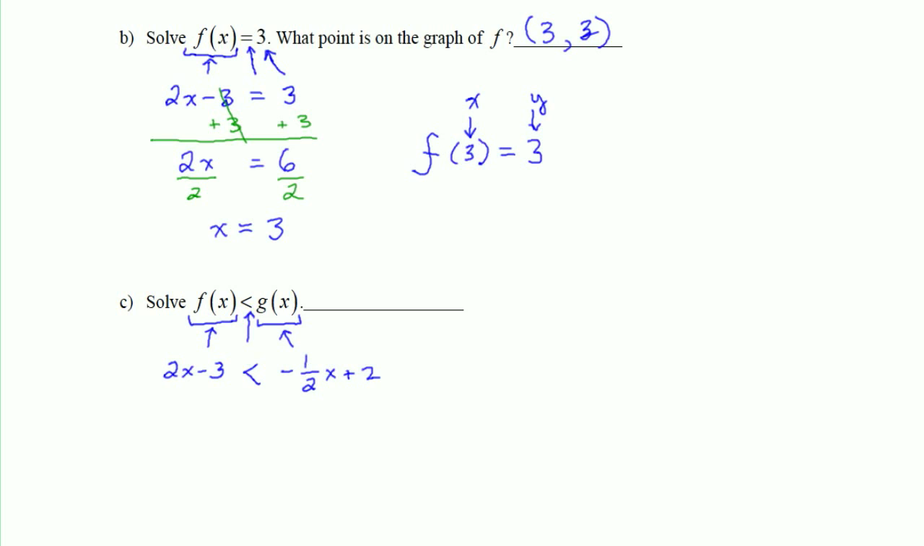And it looks like maybe clearing fractions would be a good plan here. We've got only one denominator, which is 2. So my LCD is 2. And I'm going to choose to multiply both sides of this inequality by 2 in order to clear the fractions. Multiplying both sides by 2 gives me 4x minus 6 is less than minus 1x plus 4. Again, I did distribute that 2 to both terms on each side of this inequality.